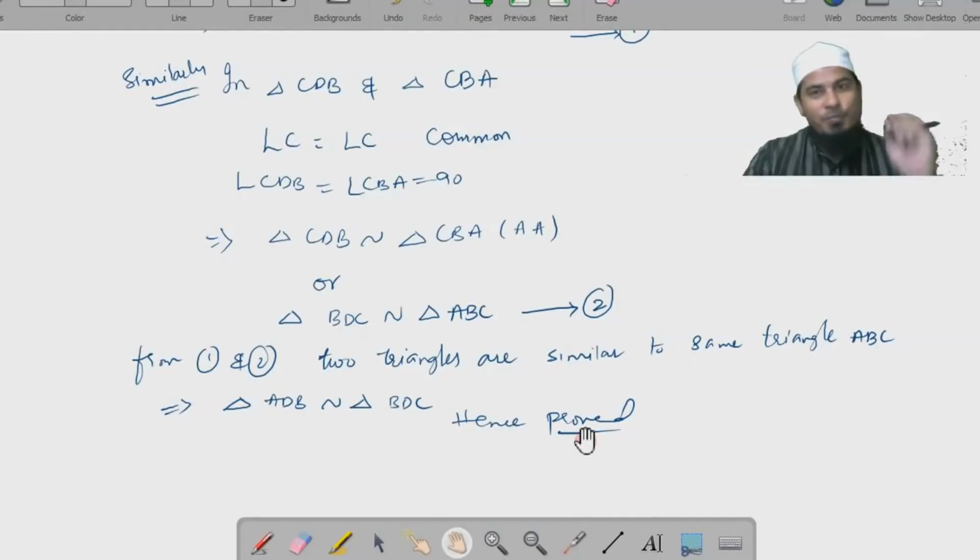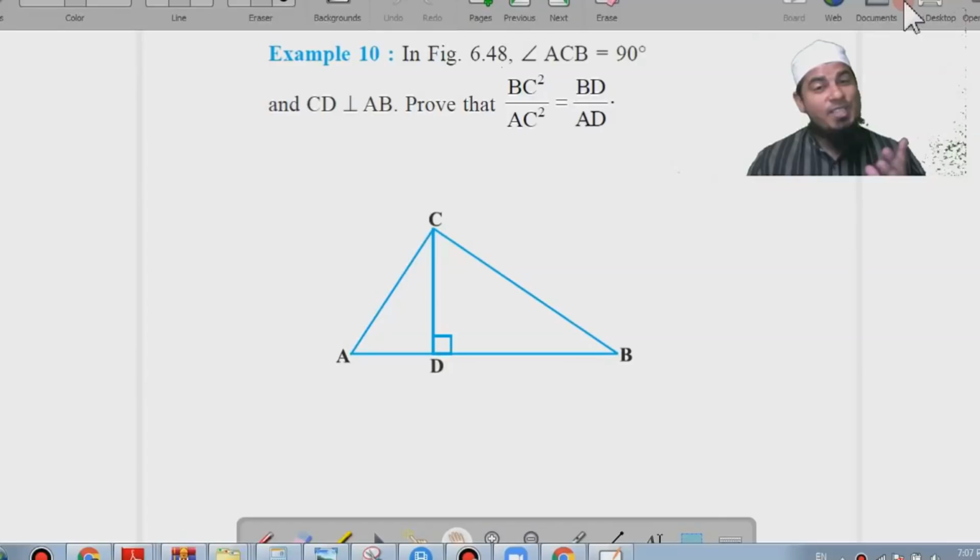Let us go to the problems now. Welcome to the video lesson. We are covering all the example problems on Pythagoras Theorem of the chapter Similar Triangles. So the question is here. For this diagram, angle ACB is 90 degrees, CD is perpendicular to AB. Prove that BC square by AC square is equal to BD by AD.